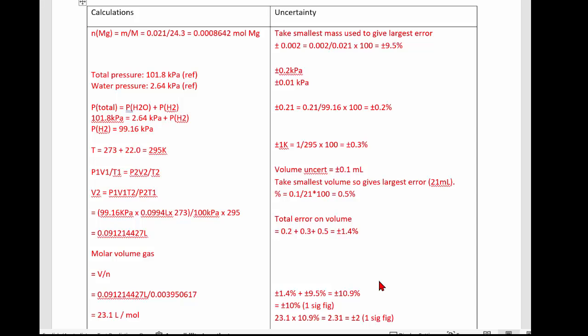And so then we get the whole P1V1, so we'd have to get the pressure error, which is now 0.2%. We have to get the volume error, which is up here, temperature error, which is here, and then the volume error, which is over here. Okay, so because of times and dividing, now we add all the percentage errors, and so that'll give us a 1%, plus or minus 1%.